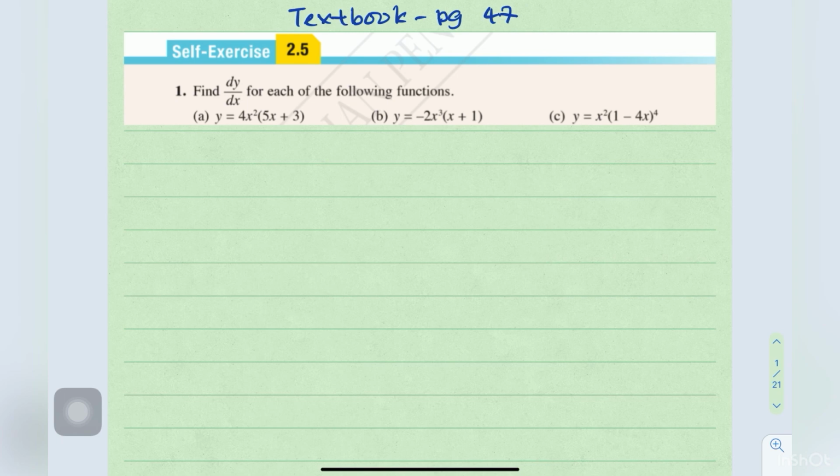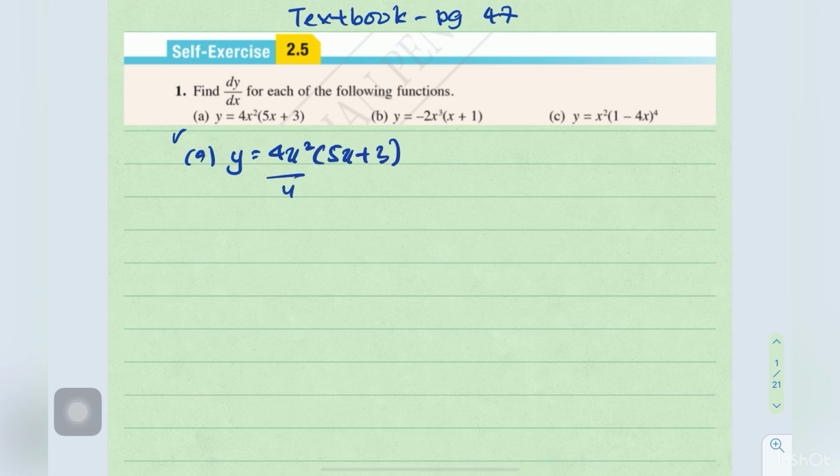Hi everyone, let's do the exercise from textbook page 47. This exercise actually focuses on using the product rule and quotient rule. For example, question 1a is actually easier if you expand then differentiate one by one. But now I'm going to show you how to find the first derivative using the product rule. So this one, we have y equals 4x squared times (5x plus 3).